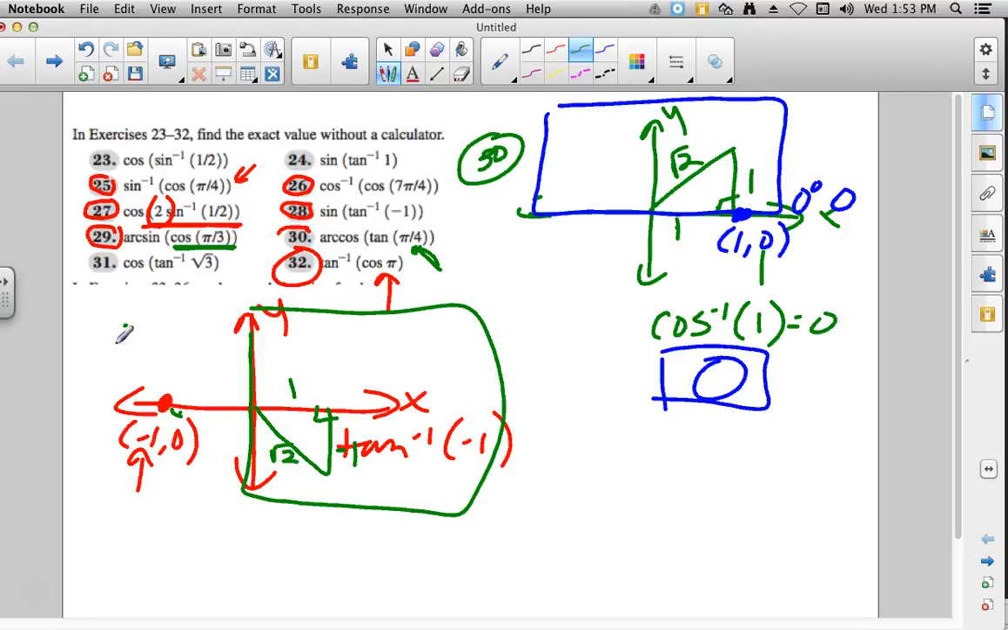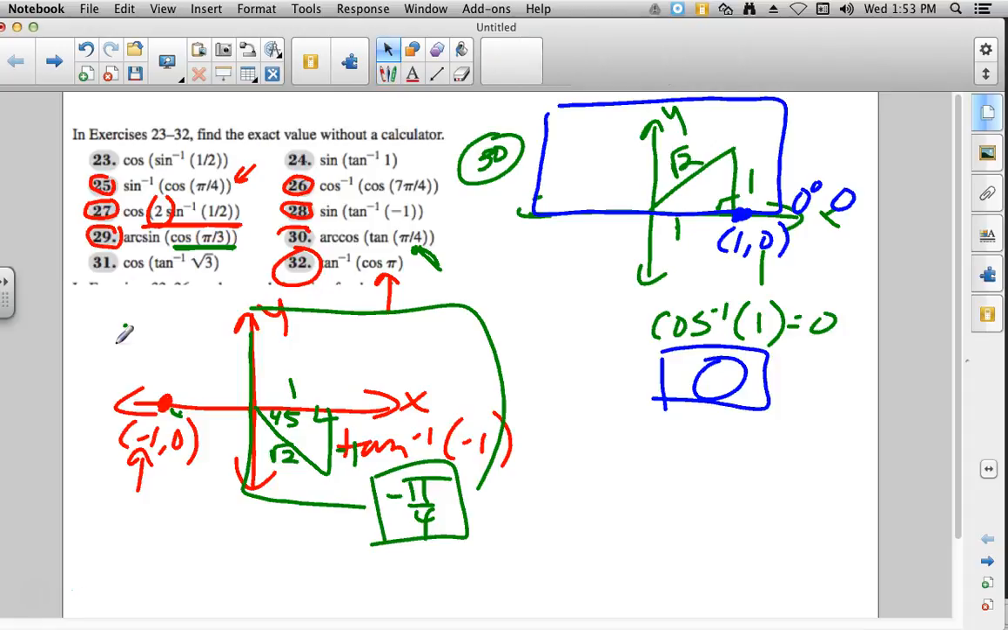And so for number 32, as we work backwards to figure out this angle, this is a 45-degree angle, and it is going clockwise, so it will be negative pi over 4. Innermost parentheses out.